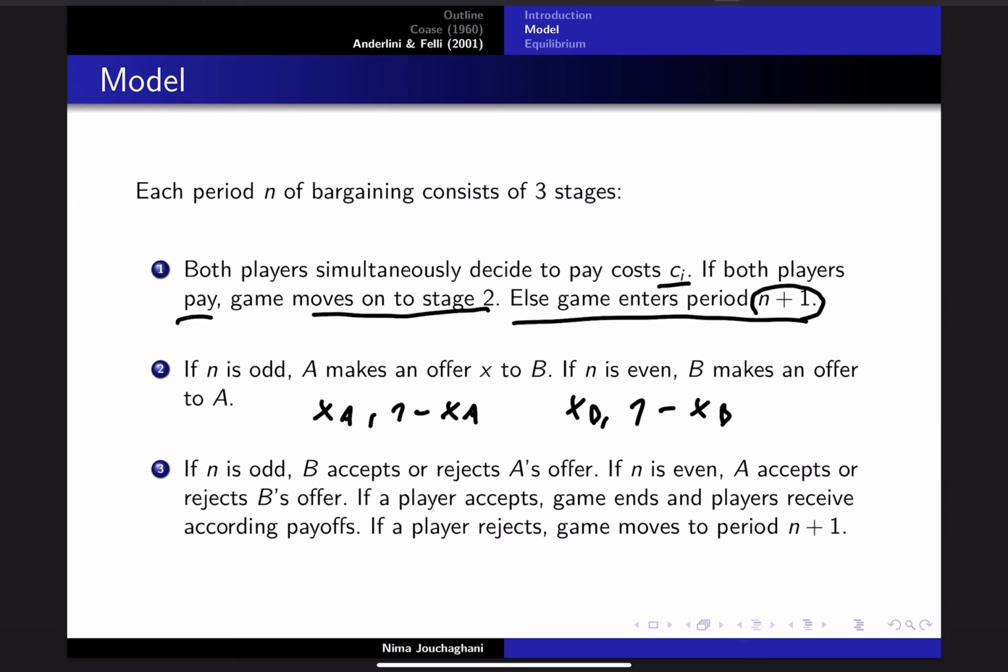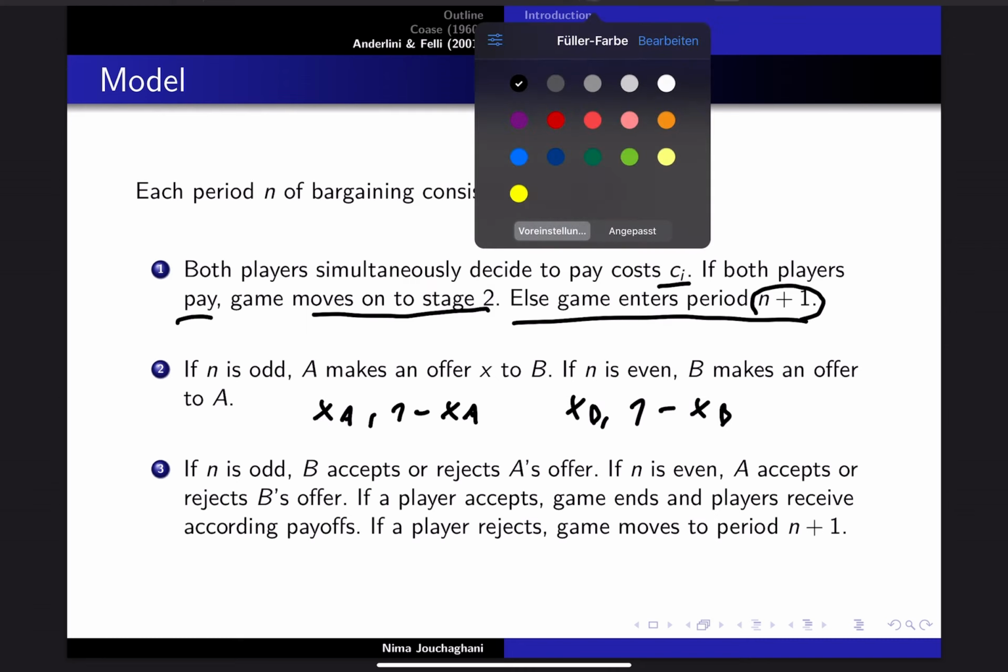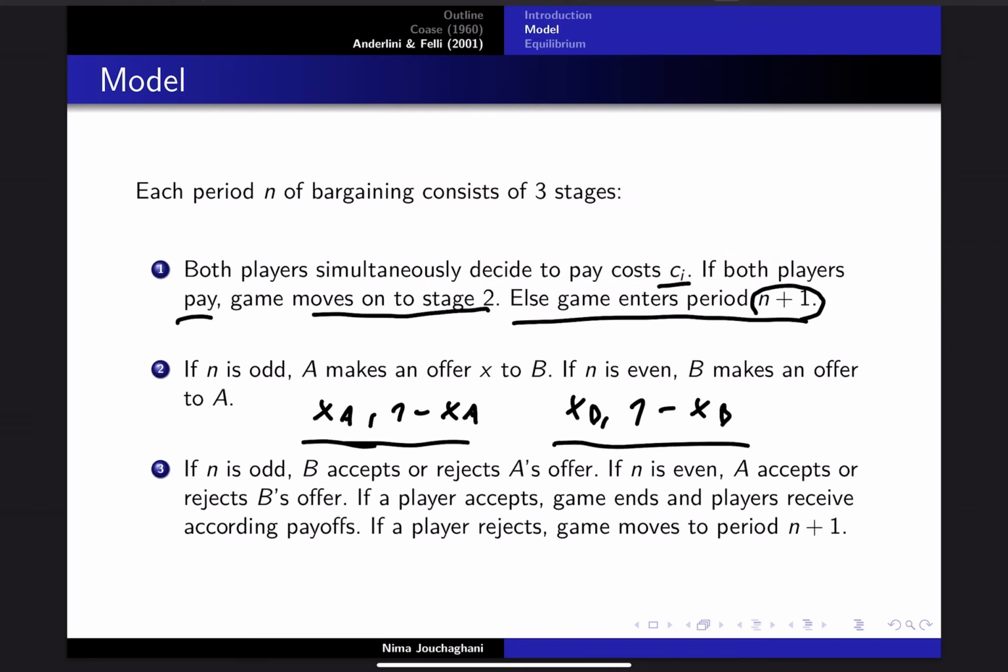Now, if n is odd, so this is the offer which is made, then we enter stage 3. The party who is observing the offer sees the amount which he's receiving, and then either accepts or rejects the offer. So if n is odd, B is doing this. If n is even, A is doing this. If a player accepts, then the game ends and the players receive the according payoffs. So depending on whether A or B proposes, they receive this payment or this payment, and you apply the discount factor on this. If a player rejects, the game moves on to period n+1.